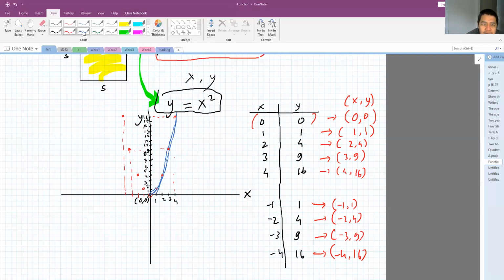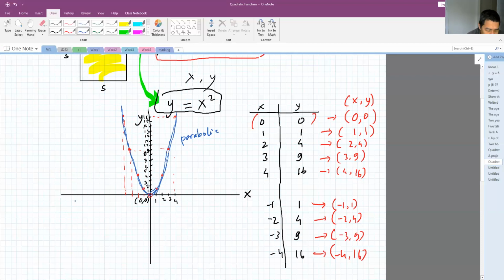Now you will do the same thing again. Basically, you need to connect these points using a bending curve like this one, and you will get the other side of this typical curve that we call a parabola. So when you have a quadratic relation like this, it will give you a parabolic curve.